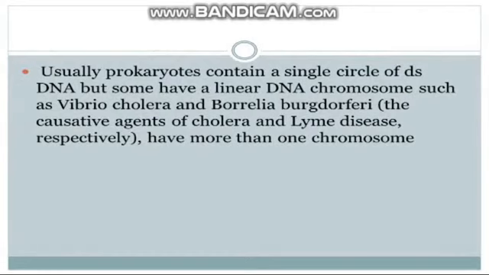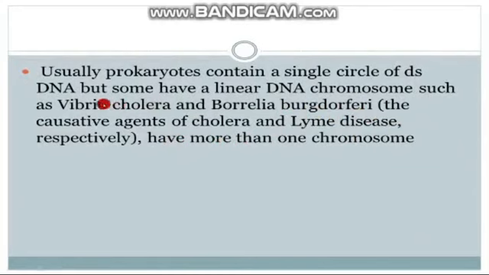Another point says that prokaryotes usually contain a single circular double stranded DNA, as I showed in the diagrams, but some have a linear DNA chromosome. Not all prokaryotic cells have circular DNA; some have linear chromosomes, for example Vibrio cholerae and Borrelia burgdorferi. Vibrio cholerae is the causative agent of cholera, and Borrelia burgdorferi is the causative agent of Lyme disease.